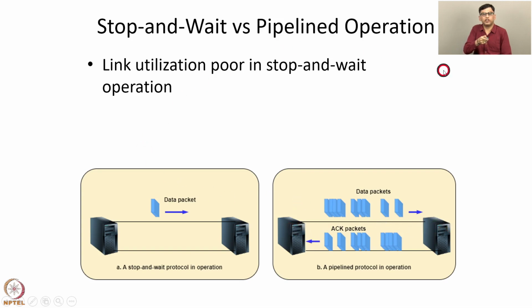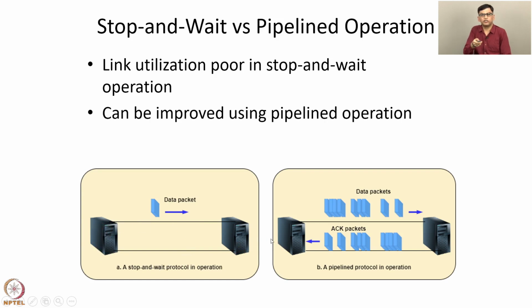Link utilization is poor in stop and wait because of the round trip time from the sender to the receiver. Round trip time is the time for the data packet to reach from the sender to the receiver and for the acknowledgement to come back to the sender. So if the round trip time is large, then the sender has to wait for a long time for the acknowledgement of the first packet, and during this interval, it cannot send new packets to the receiver. So a pipeline protocol is more efficient than a stop and wait protocol.